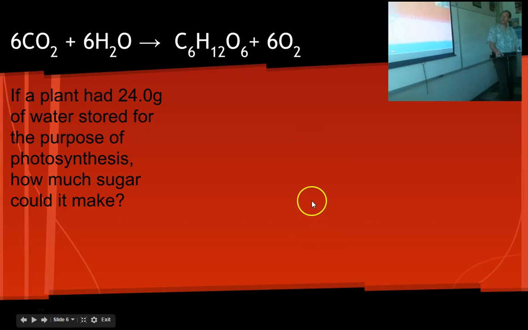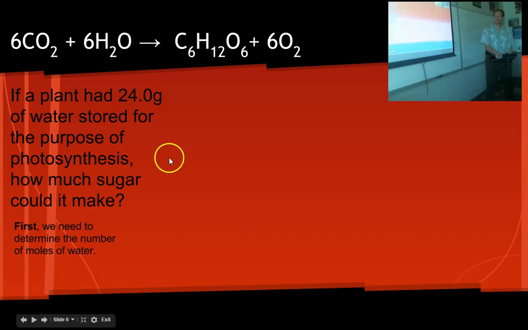One more time. If a plant had 24 grams of water, now it's getting a little bit more complicated. If a plant had 24 grams of water stored for the purpose of photosynthesis, how much sugar could it make? So we already answered the question of mole ratio if I know how many moles of water. But now I'm telling you how many grams of water. So I have to convert first grams to moles. First we need to determine the number of moles of water, right?